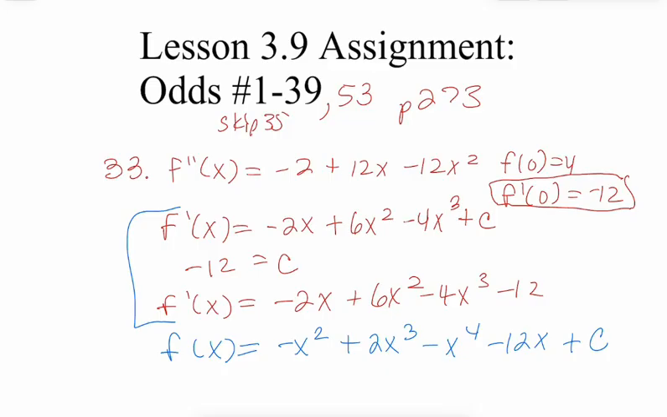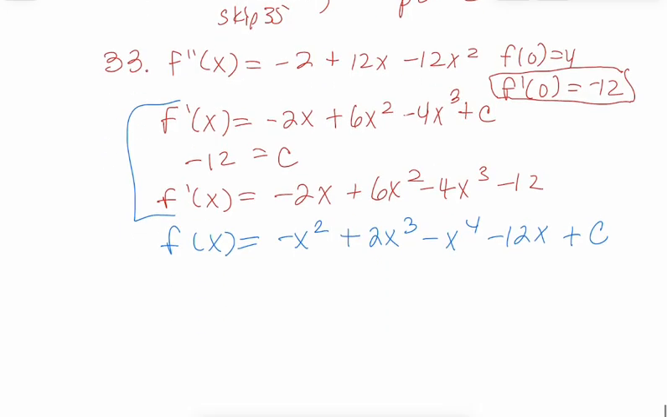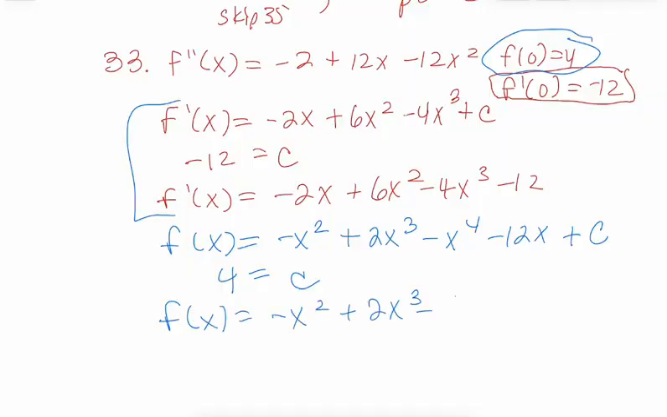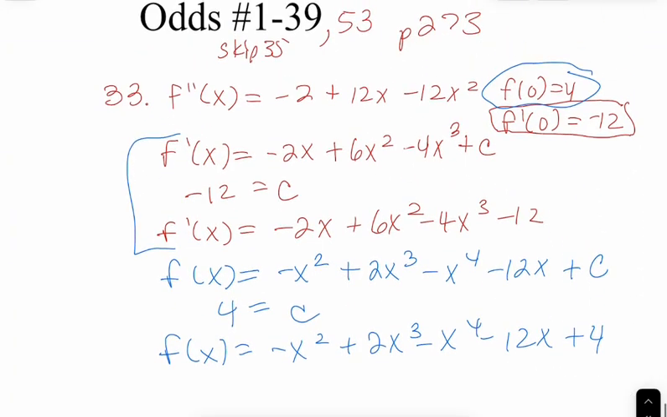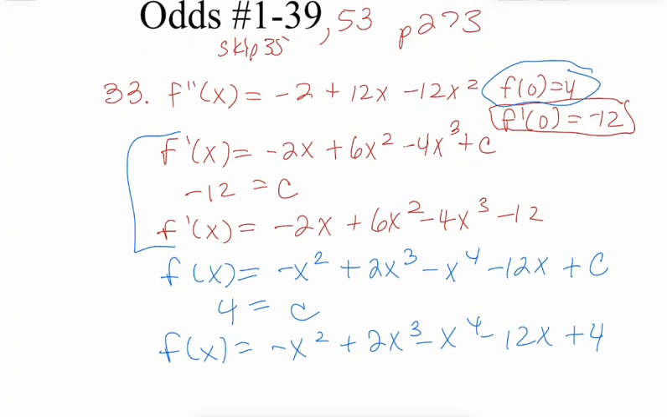You don't have to call it c. Sometimes I'll change the variable name to be just d now or e and then f. I'll just keep going. And so I didn't use the fact that if I plug in 0, I better get 4. So in this case, 4 should equal c. So f of x is negative x squared plus 2x cubed minus x to the fourth plus 12x plus 4. Does that make sense how we're getting these? So that's 33. Everybody see 33? Do we have any questions about 33?